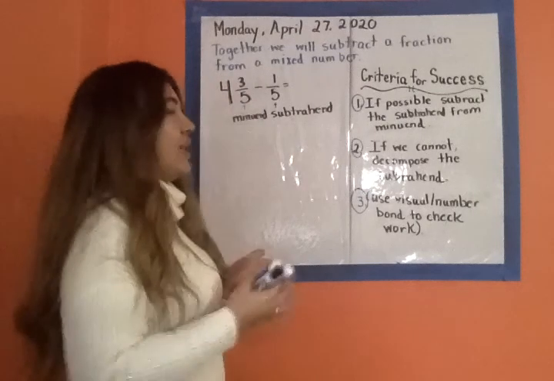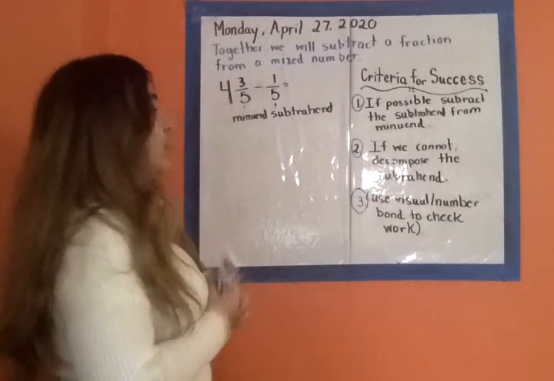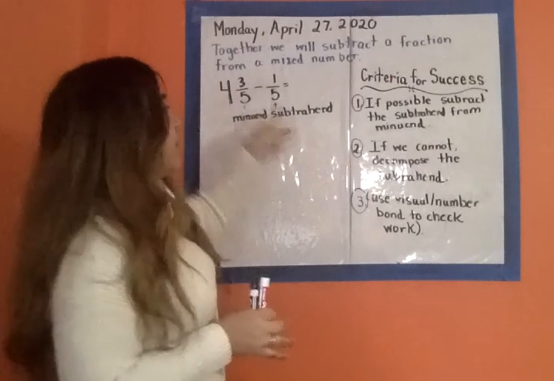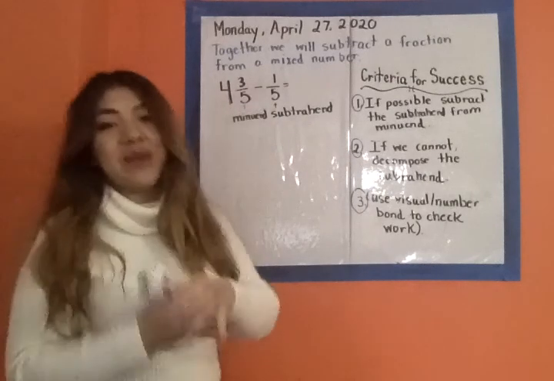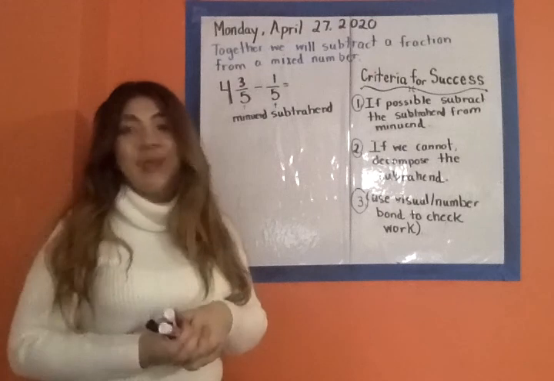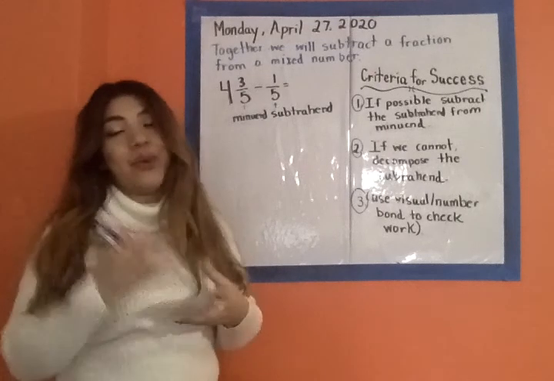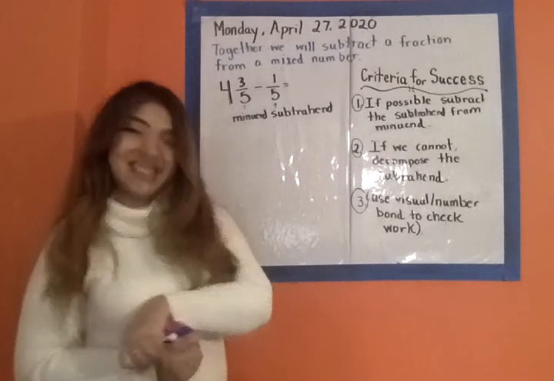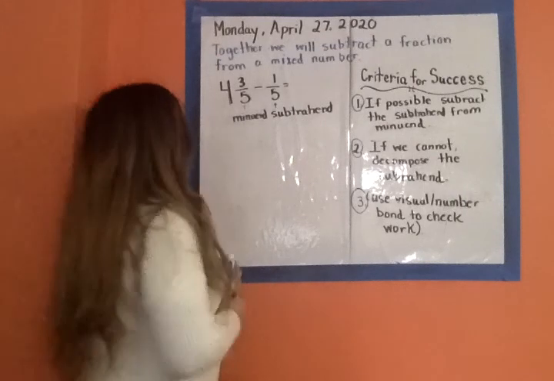Now, let's say we can't just simply do this, then we're going to push further by decomposing the subtrahend. And last, we want to make sure that we're showing our work, and we can check our work using a number bond or a visual model, okay? So let's get started.